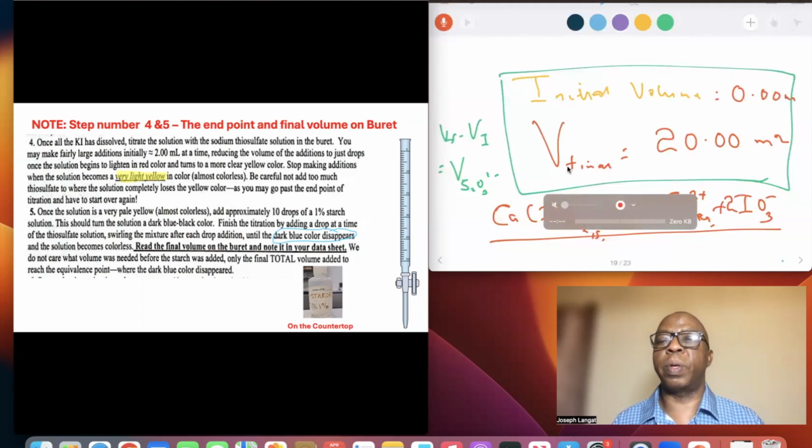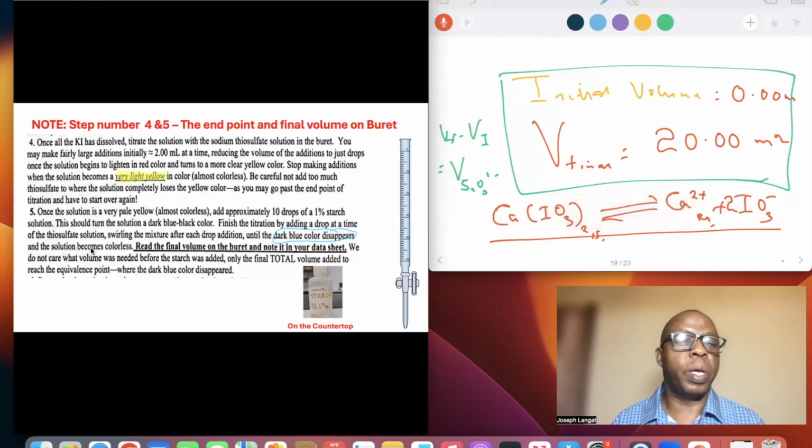Using the example here, this is my final volume when the solution becomes colorless. From there, you can now use this equation to determine the volume of sodium thiosulfate required in the first titration. So take note of 4 and 5. Where is the P final?